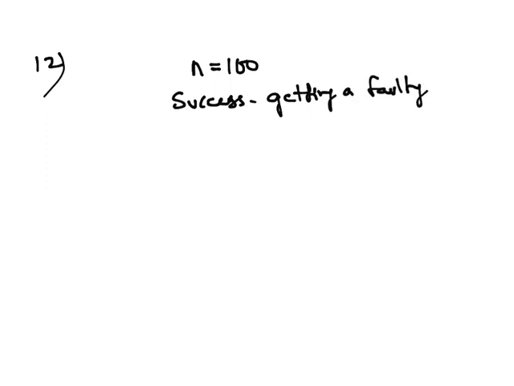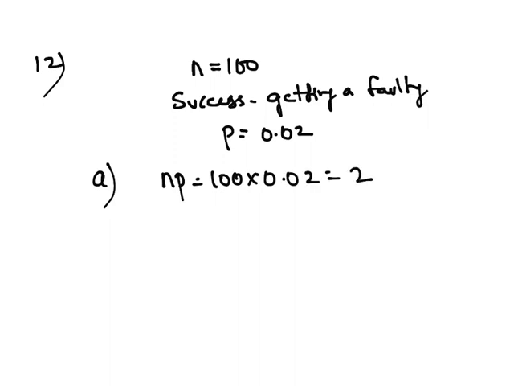So we are just discussing about faulty calculators. So I will take it as success. So n, number of trials is 100 because we are taking 100 samples, and success is getting a faulty calculator. So P is 0.02, isn't it? 2%. Now the first one is, what is the expected number of faulty calculators? So that means n into P, that means 100 into 0.02, which is 2. So we can expect 2 calculators out of 100 to be faulty.